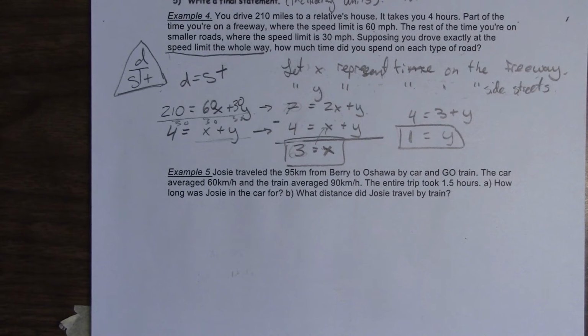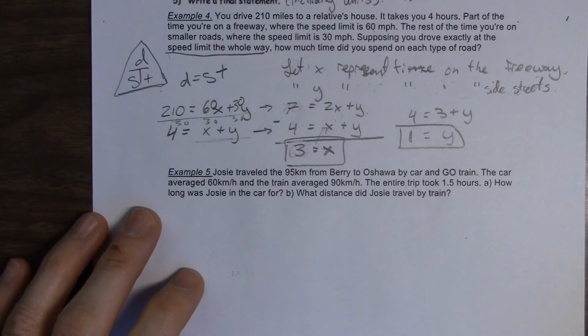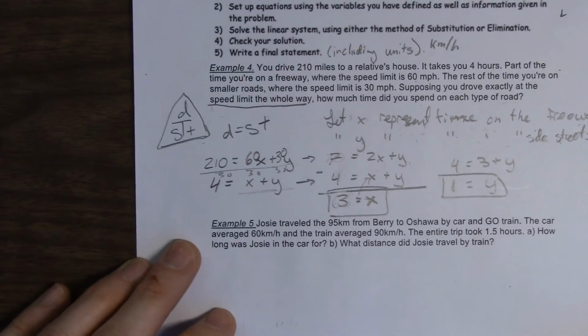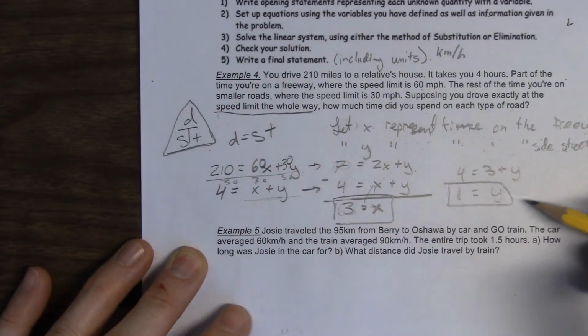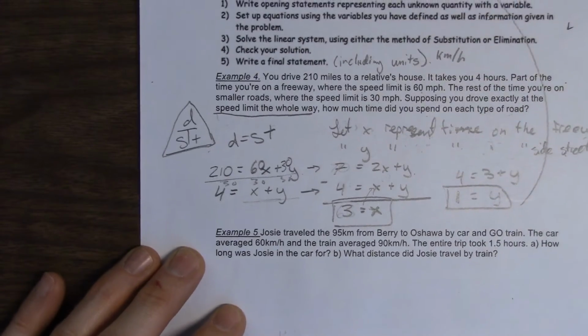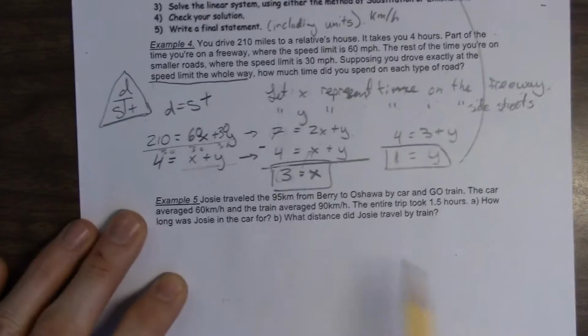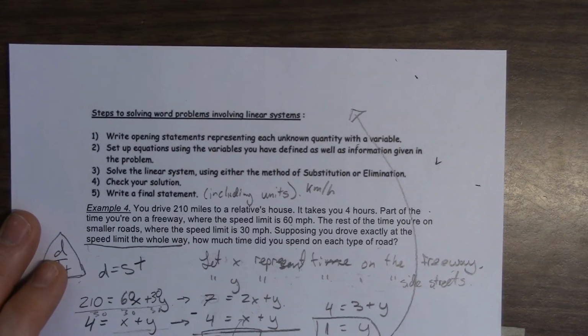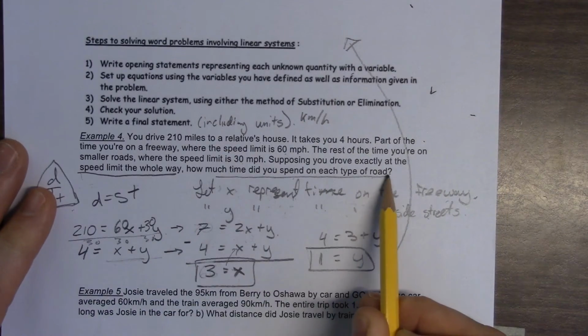Are we done? Try it out. We're pretty much done. The hard part's done. Josiah, can you finish it off? What are you going to write? What am I going to write here? I have x is equal to 3 and y is equal to 1. So what does that tell us? We're answering the question. How much time did you spend on each type of road?